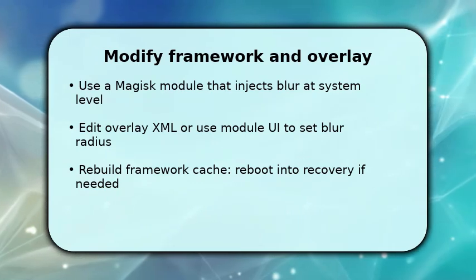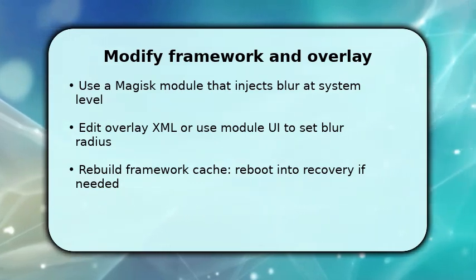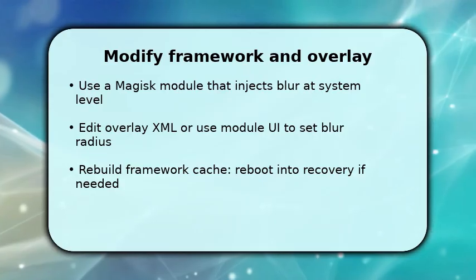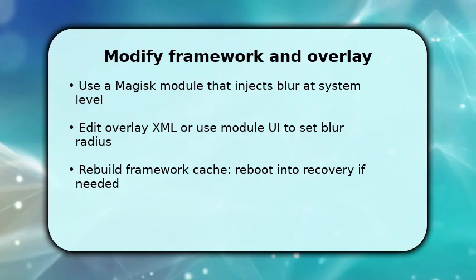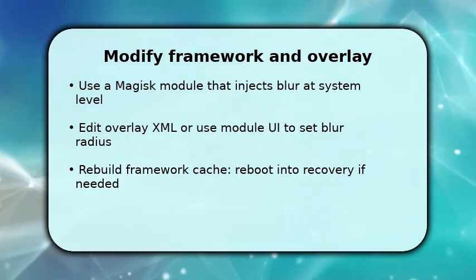You will now apply the system-level change that creates the blur effect. First, install the Magisk module designed for MIUI Control Center blur and enable it in Magisk. The module injects an overlay into System UI.